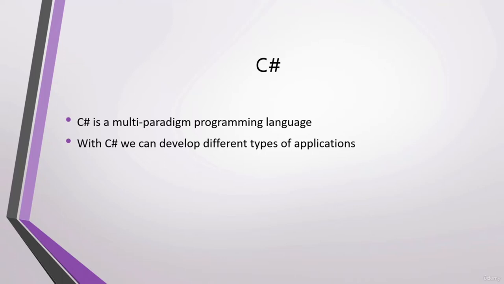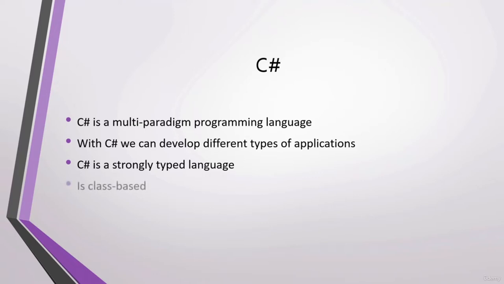As we said, C# is multi-paradigm, which means that it allows the use of different programming paradigms, such as object-oriented programming and functional programming. In addition to this, C# is a strongly typed language, which means that language rules can be enforced at compile time. So if you write invalid code in C#, you will be able to tell immediately.